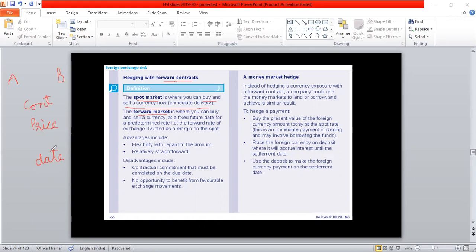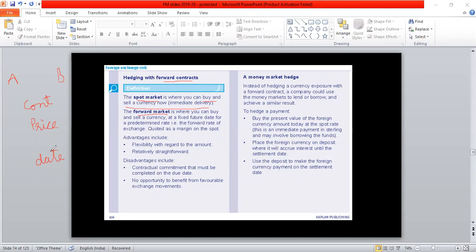Okay. So instead of going and entering into a forward contract, they can think about raising their funds or resources from the money market. A company could use the money markets to lend or borrow and achieve a similar result. So if they have obligations to be fulfilled, instead of delaying that and fulfilling that through forward contracts, they can raise money from the money markets for a short-term period.